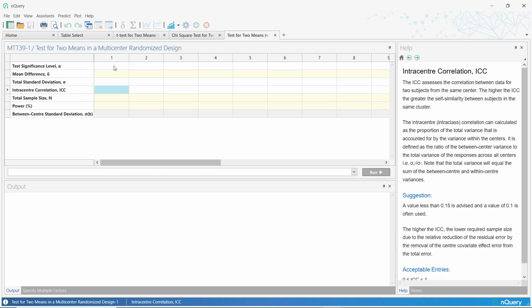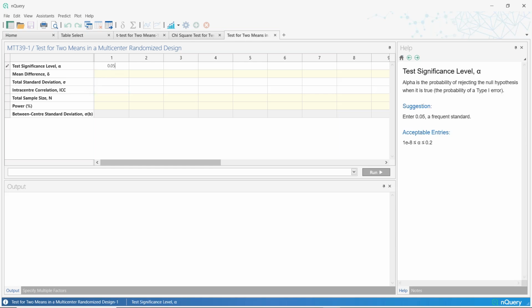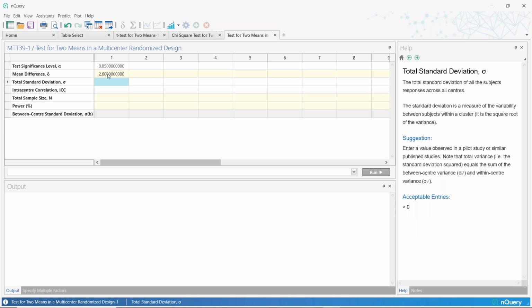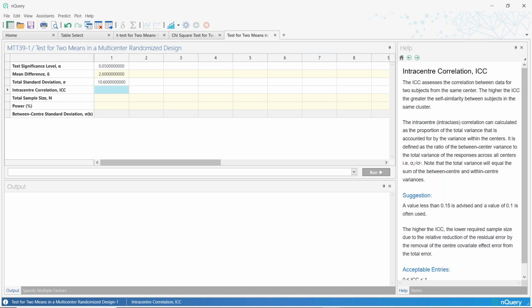And so in this case, if we just take the same inputs, like 0.05, and this is a two-sided level test, it's just given here, mean difference of 2.6. So we don't need to worry about the individual means. We have our standard deviation of 10.6, and then let's say the ICC, basically the proportion, basically the correlation within a center. So the higher this is, the more self-similar people are within each center.